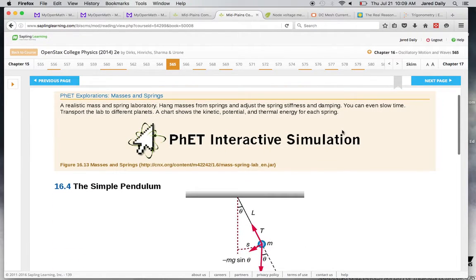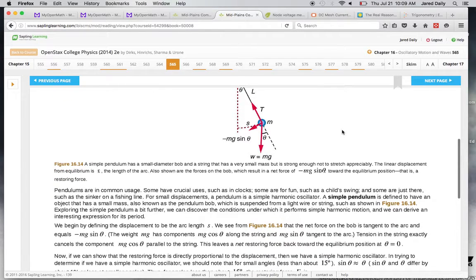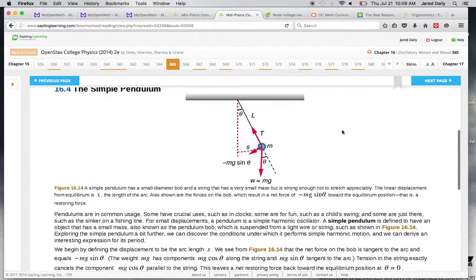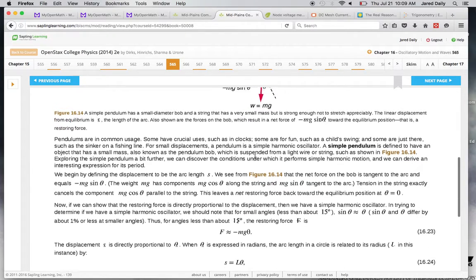So the mass on the spring is a good example of simple harmonic motion. The simple pendulum is also a decent candidate for simple harmonic motion, as long as you have a long string compared to the distance that you're going to swing it back and forth. If this length L here is much longer than the length of the path that it's going to swing back and forth, then it works really well. And this is what we call a simple pendulum.